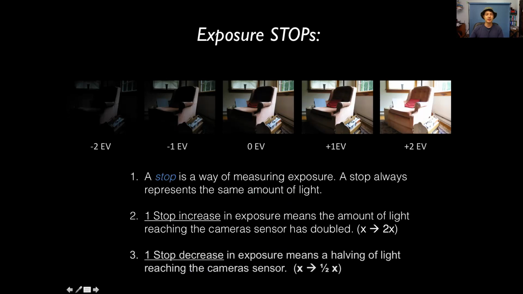So, one, a stop is a way of measuring exposure. And a stop always represents the same amount of light. Two, a one-stop increase in exposure means the amount of light reaching the camera sensor has doubled. So if you think of it in a math equation, if you have an x, now we're talking 2x. We've multiplied it by 2.